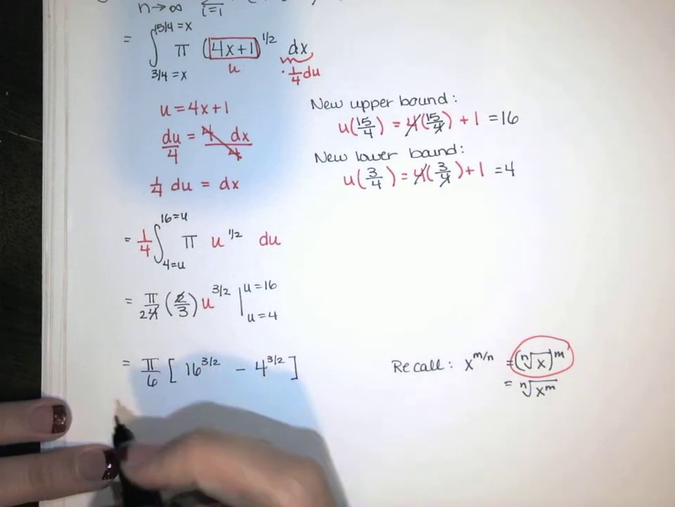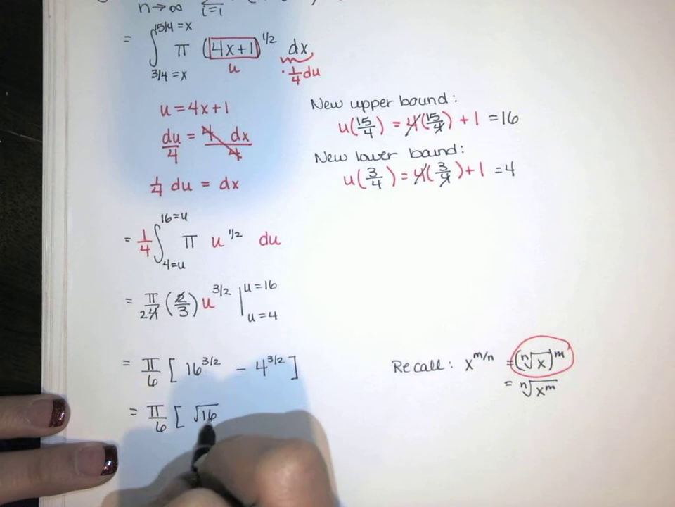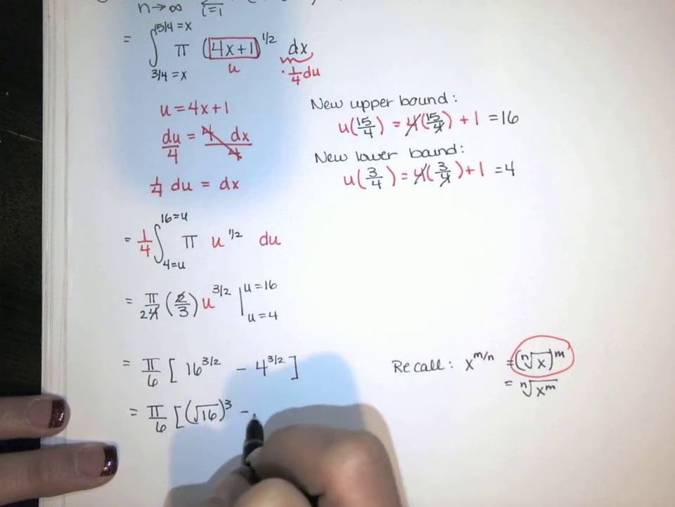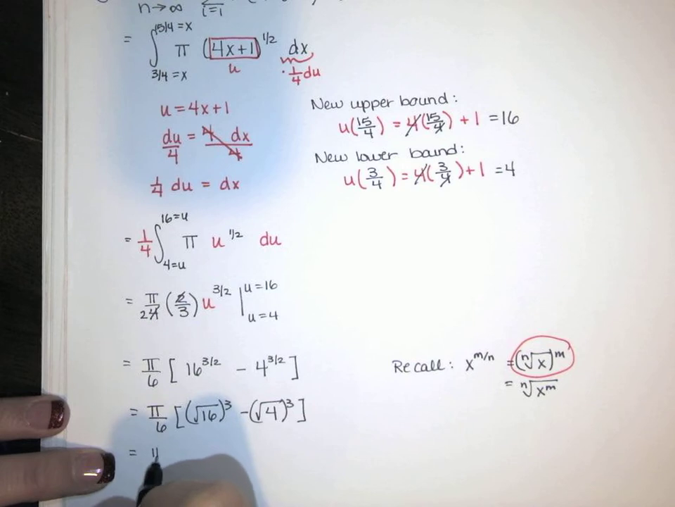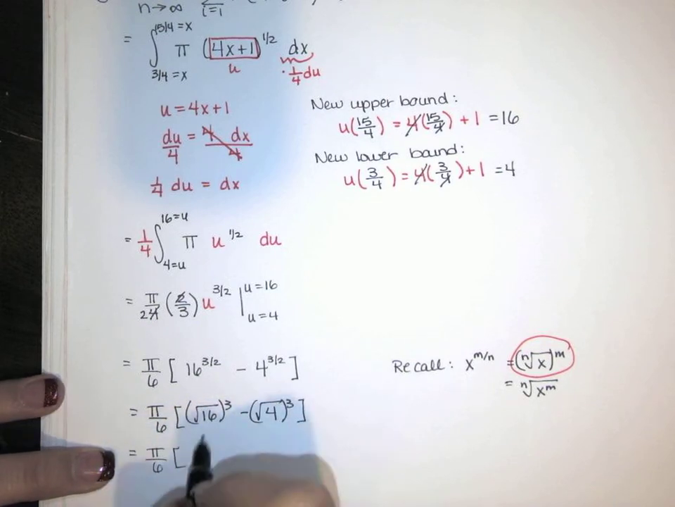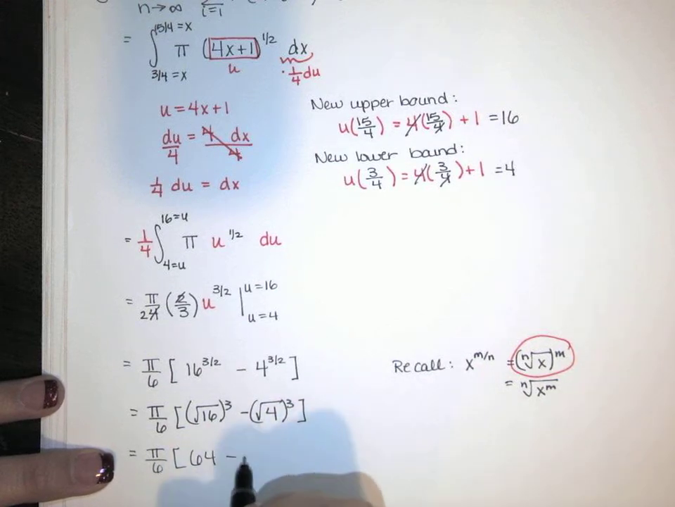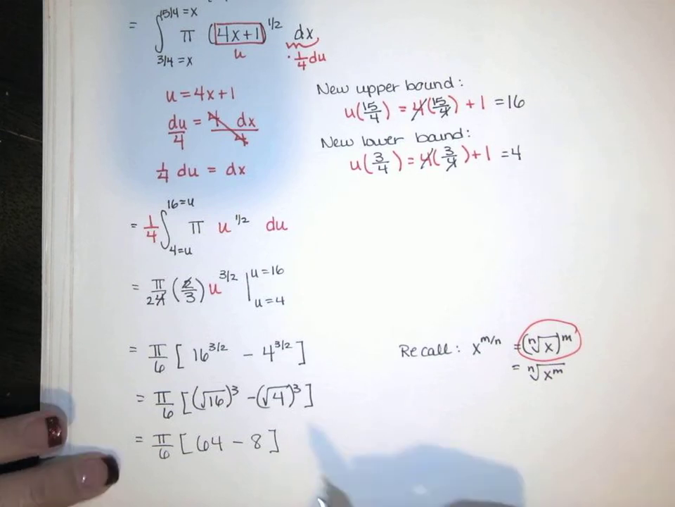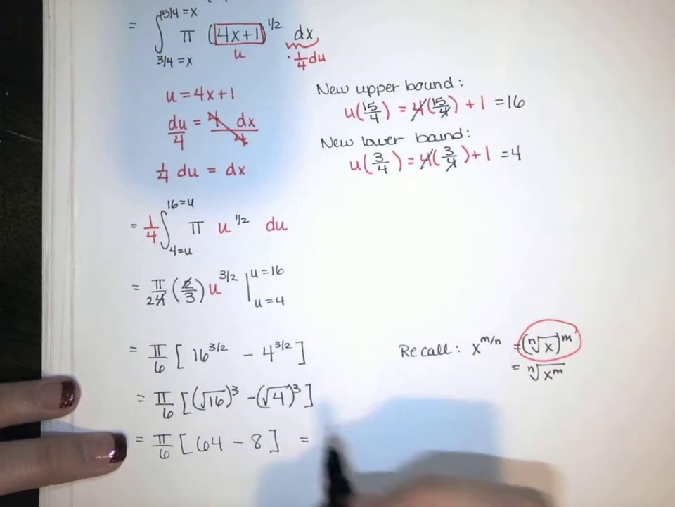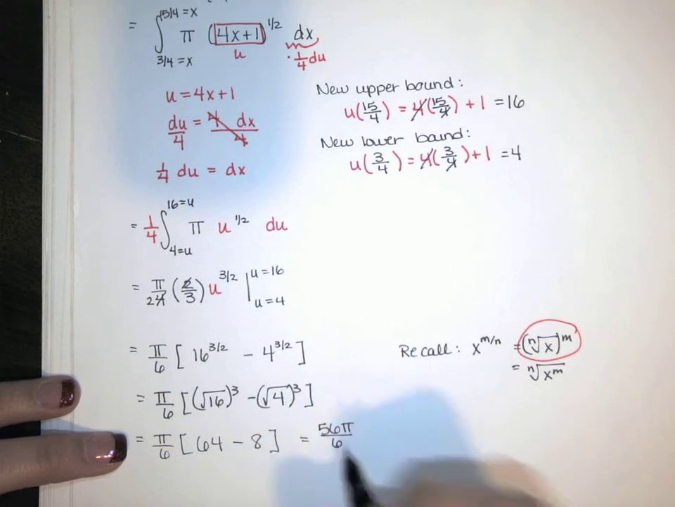So when I see a 16 to the 3/2, what I'm thinking is, that's the square root of 16 cubed, and that is the square root of 4 cubed. Square root of 16 is 4, 4 cubed is 64. Square root of 4 is 2, 2 cubed is 8. 64 minus 8, what's that? Is that 56? So 56 pi over 6.